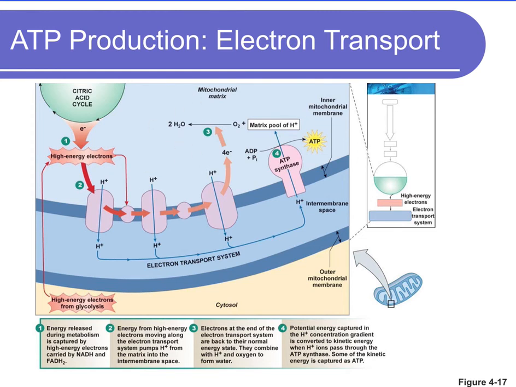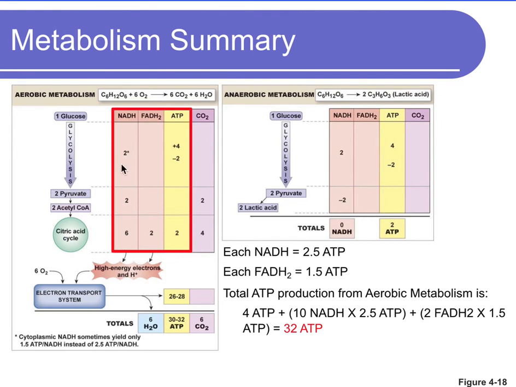So let's summarize our energy gain. In aerobic metabolism, from 1 glucose, when we put it through glycolysis, we get 2 NADHs and a net gain of 2 ATPs. Our 2 pyruvates turn into 2 acetyl-CoAs, and we get our 2 NADHs through that. And in the citric acid cycle, we get 6 NADHs, 2 FADH2s, and 2 ATP. Notice oxygen is required once we go into the mitochondria, which is why we create CO2 as a byproduct.